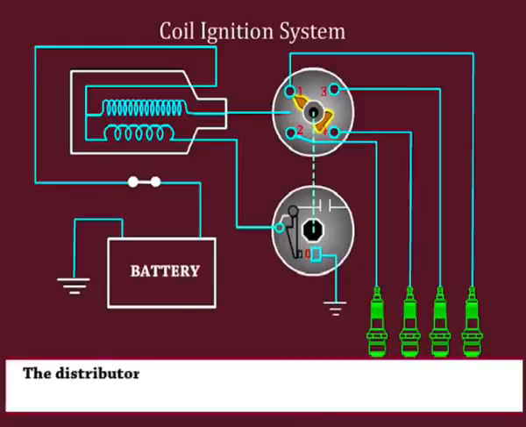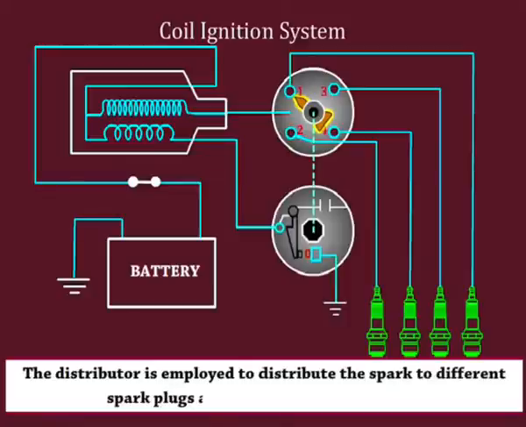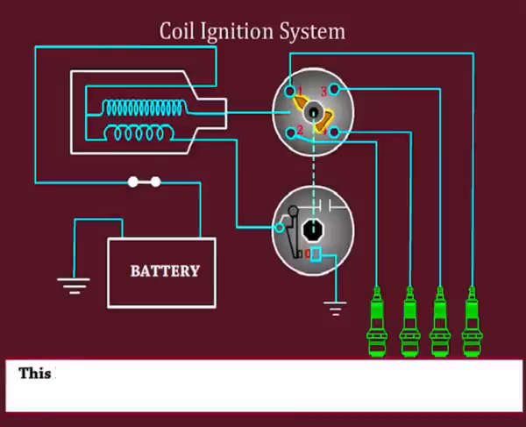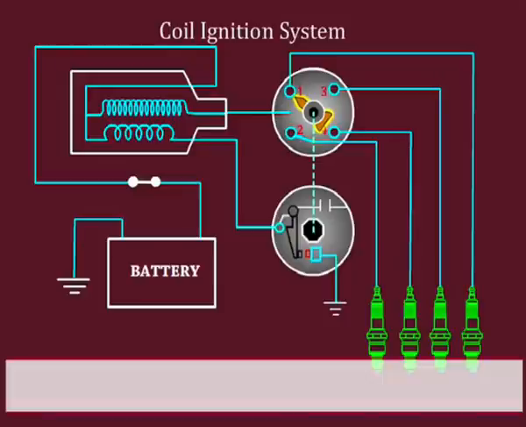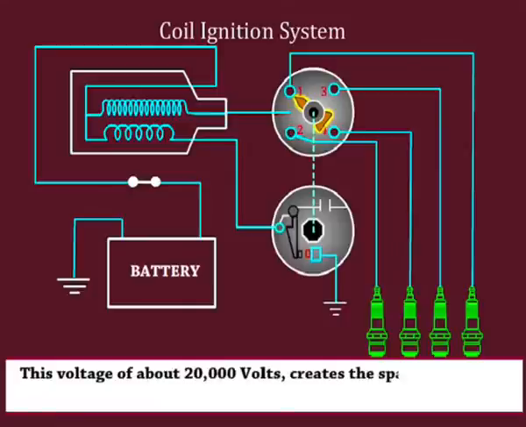The distributor is employed to distribute the spark to different spark plugs according to the firing order. This high voltage pulse is supplied to the spark plug as per firing order by the distributor. This voltage of about 20,000 volts creates a spark in between the two electrodes of the spark plug.